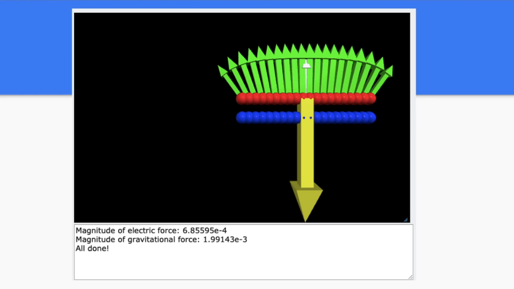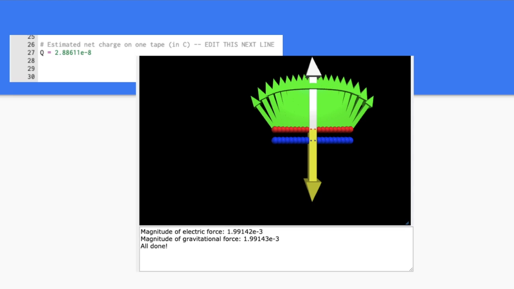But when I used the charge I got from lab 1, my electric force and gravitational force were not equal, and the electric force was much smaller than the gravitational force. So to alter this, I played around with different Q's until I got as close as I could to an equal and opposite reaction for the magnitude of the electric force and the gravitational force. And these are my results.